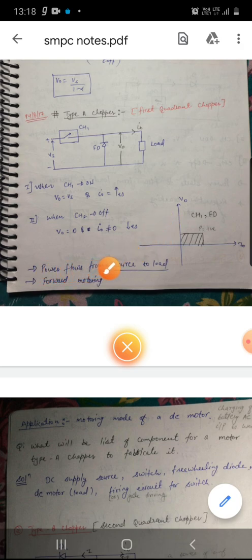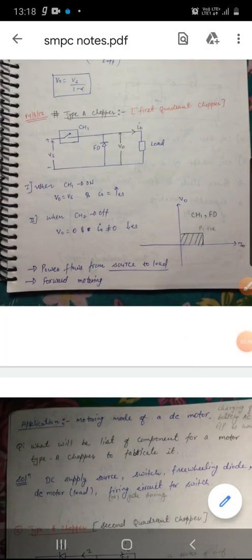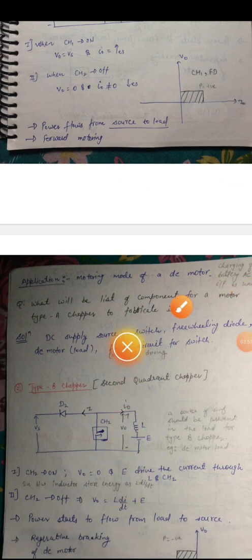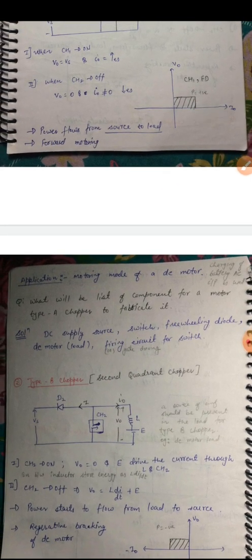So in type A chopper, power flows from source to load, and this can be used in forward motoring mode of DC motor. The application of type A chopper is in motoring mode of DC motor or charging of battery, where AC input is used. So what will be the list of components?